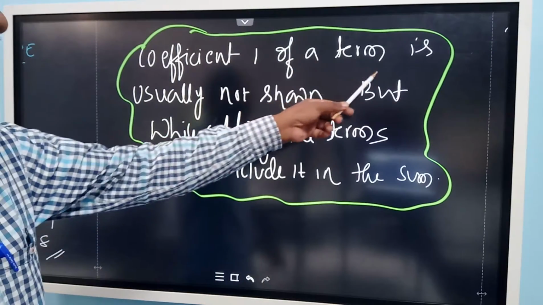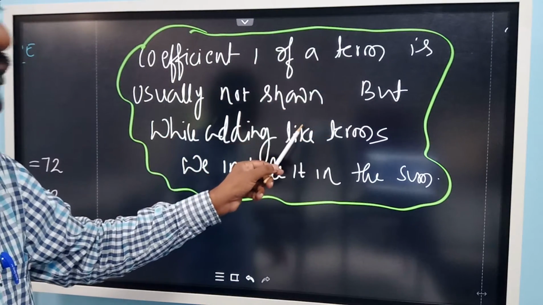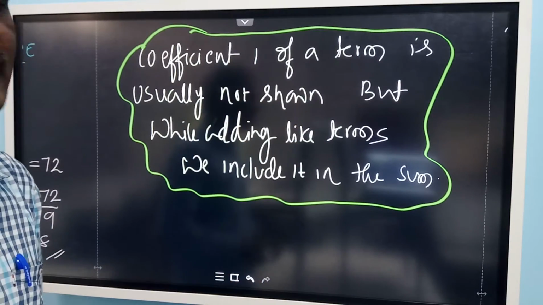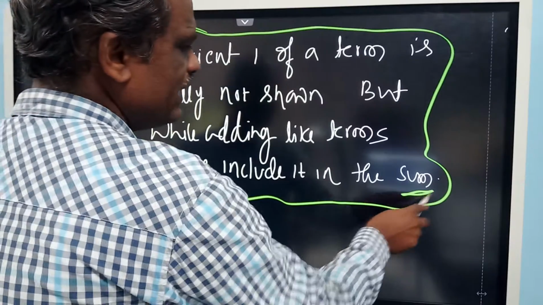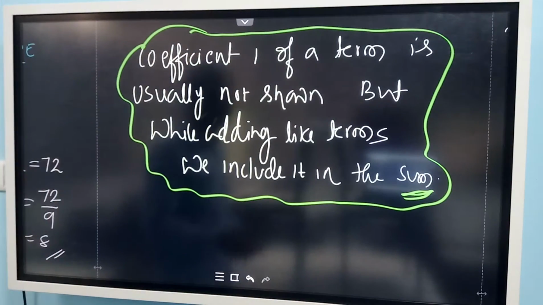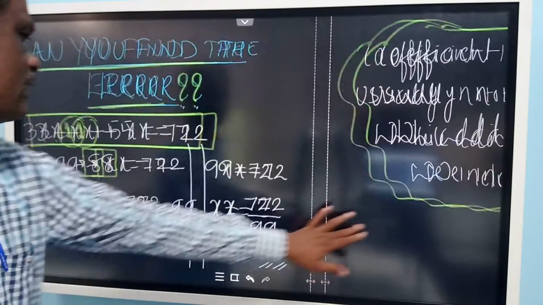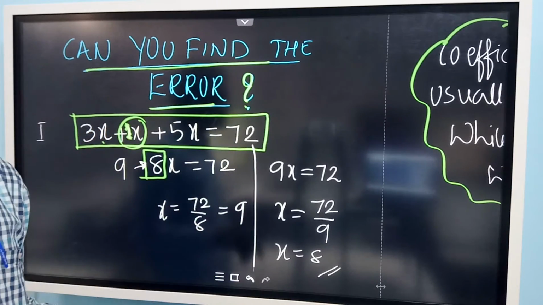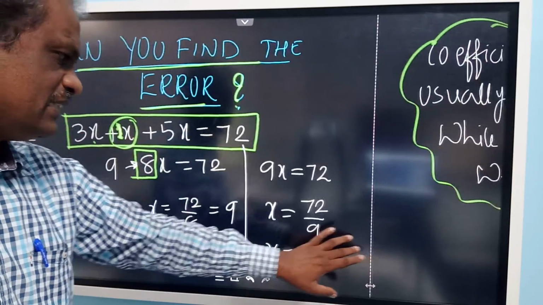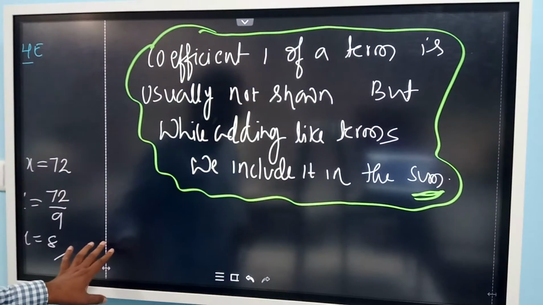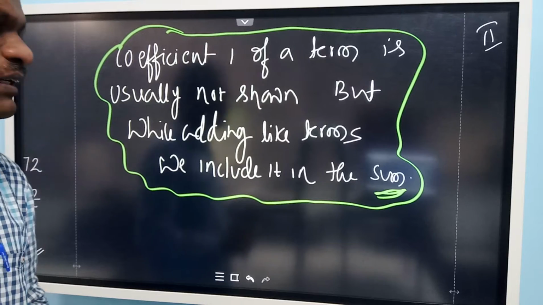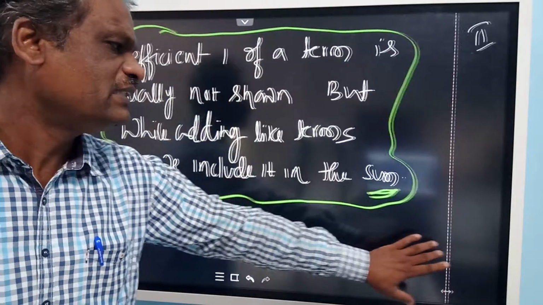Coefficient 1 of a term is usually not shown. But while adding like terms, we include it in the sum. Sum means the addition. At the time of addition, we are going to include that one. It is not shown here, but we include it while adding. So that is the error in the given question. Now we will go to the second case.